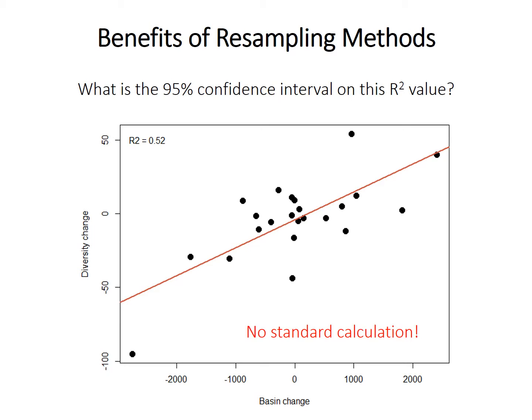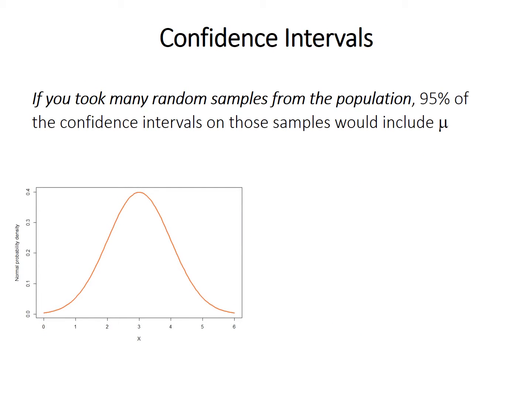So you might remember the definition of a confidence interval on the mean. We'll step back from the r squared and talk about the mean first, because it's a simpler example and we can demonstrate how the method works. Basically, if you took many random samples from the population, 95% of those confidence intervals would include the true population mean mu. So I will illustrate how this works if we had a known population.